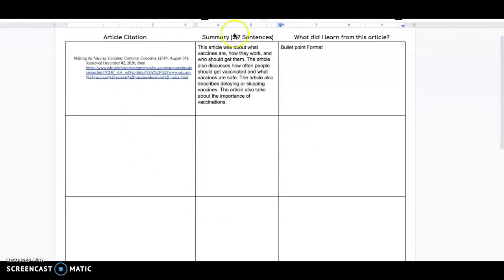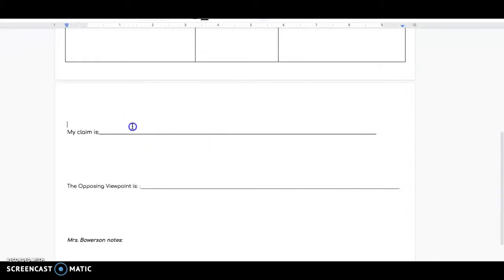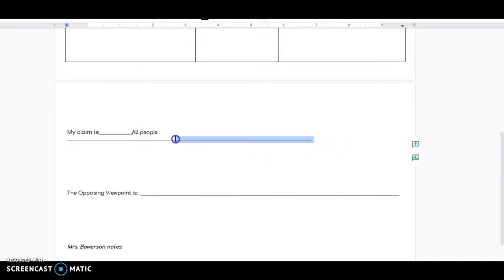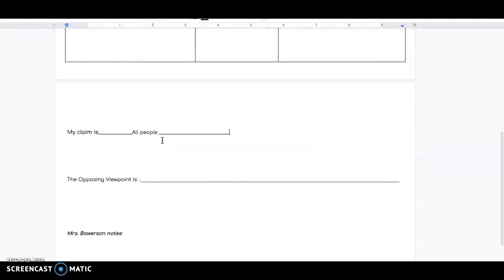So perhaps once I get through with this, maybe my claim would be something along the lines of, sorry, this was actually meant to be written on. I would print this out and have people fill it out by hand before we were virtual. So: all people need to be vaccinated in the United States in order to keep everyone safe. Now, it doesn't mean that I believe this. This is just an example.